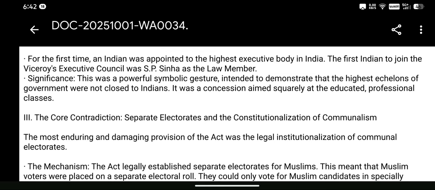Significance: this was a powerful symbolic gesture intended to demonstrate that the highest echelons of government were not closed to Indians. It was a concession aimed squarely at the educated professional classes. The core contradiction: separate electorates and the constitutionalization of communalism. The most enduring and damaging provision of the Act was the legal institutionalization of communal electorates.